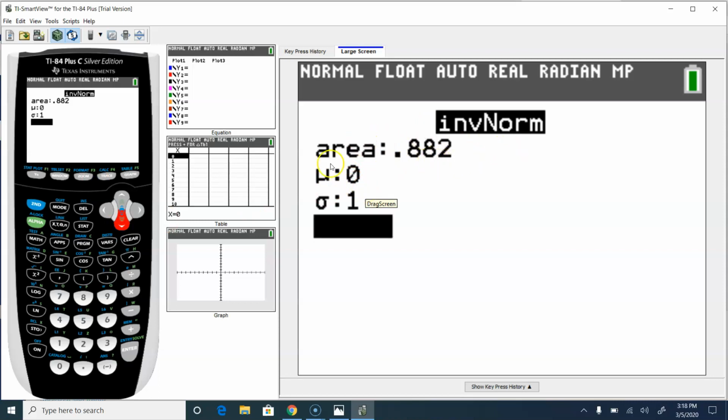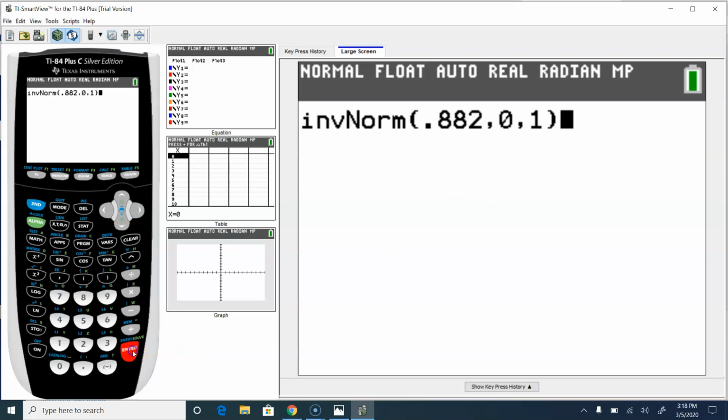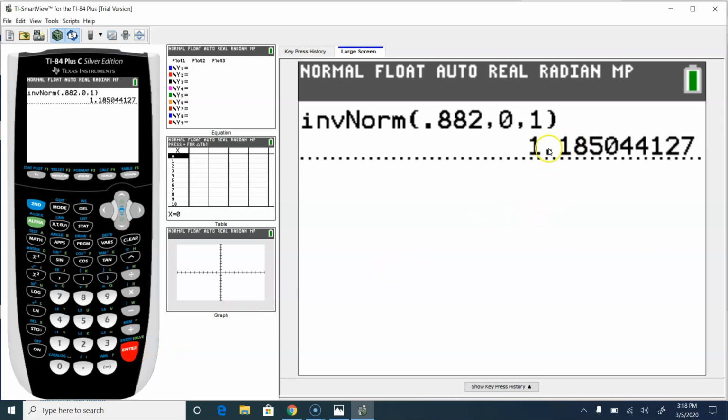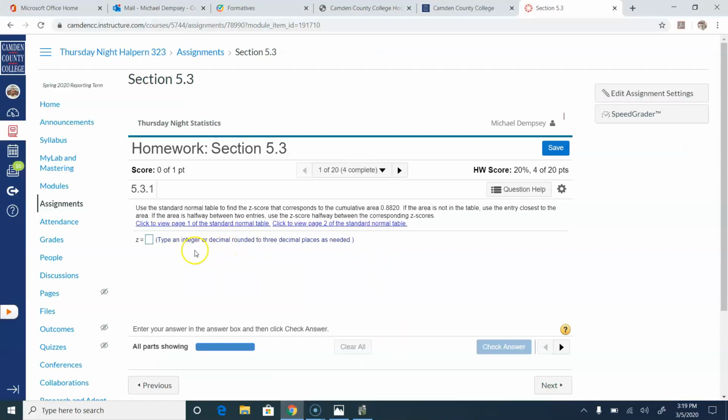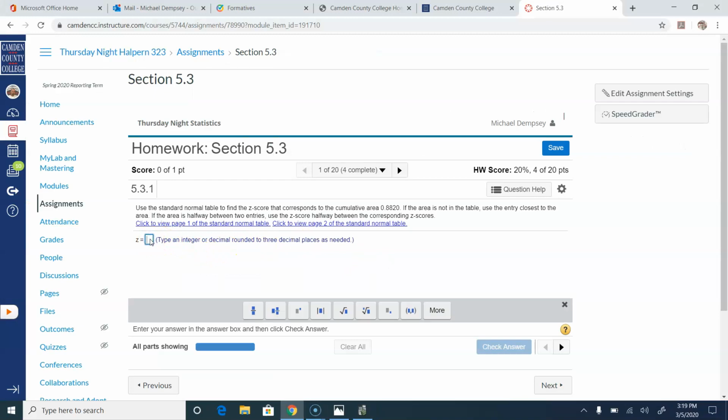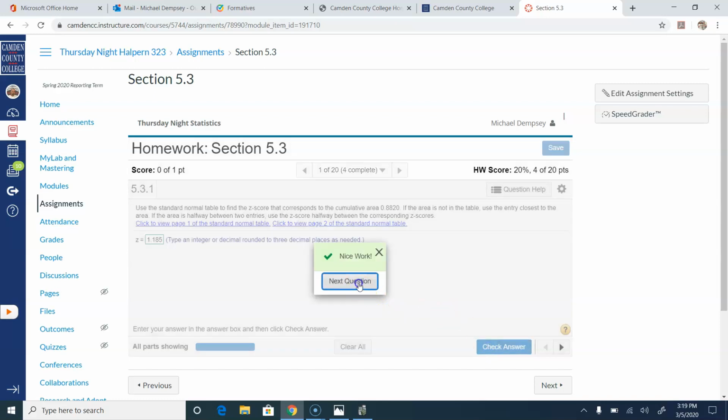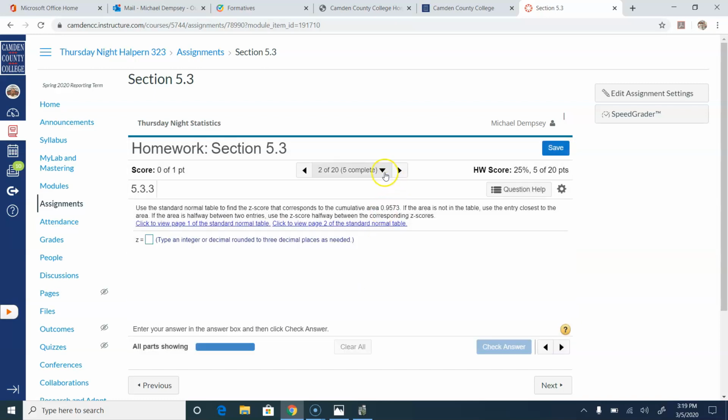Sometimes I have area to the right, but I'm always going to have to put in an area to the left here. So for example, if I wanted to know what's the z-score for the top 10%, well, that would be inverse norm of 0.9. I still always need the area to the left. Okay, so press enter. And then what it kicks back to us now is not a probability anymore, it's a z-score. So to 2 decimal places, this would be 1.19. I'm not sure how many decimal places they want here. 3. So we'll stay with the 1.185. Okay, we're good there. All right, let me jump to number 5.